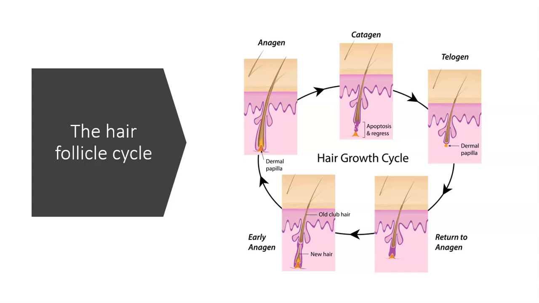But then after a while, it goes into catagen phase. Interesting, cat, sandcat, catagen. And then the root of the hair, it starts undergoing apoptosis, or that is cell death, and then the hair follicle starts regressing, and then in telogen phase it dies off. But then afterwards, telogen goes back to anagen phase, and the hair follicle starts growing all over again. So this is the hair follicle cycle.